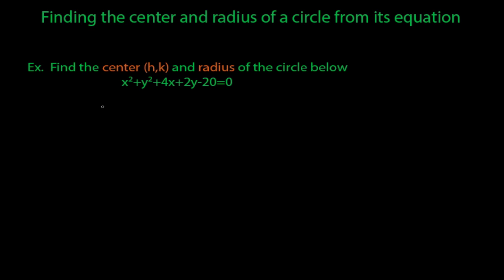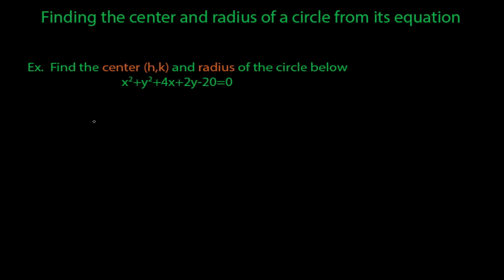Hi, so in this video we're going to do a reverse of the operation we carried out in the last video. In the last video before this one, we found the equation of a circle given the center and the radius. But this time around, we're given the equation of a circle and then we want to find the center and the radius of the circle.